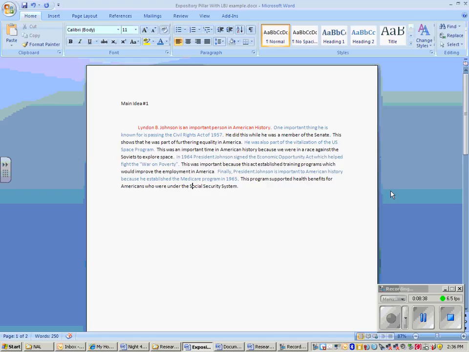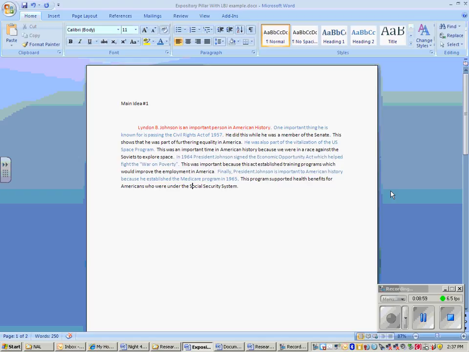If I was a third grader, my paragraph would only have what I have in red and what I have in blue, because that's all that's expected of a third grader. List a main idea, list 4 details. But a fifth grader needs to list a main idea, list a detail, tell why that detail is important.